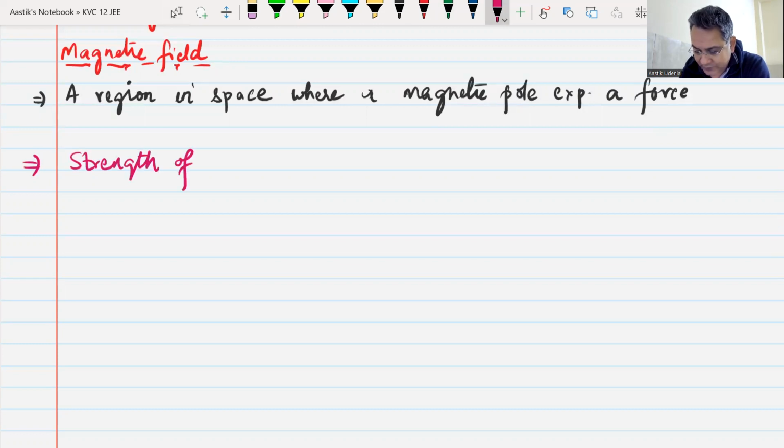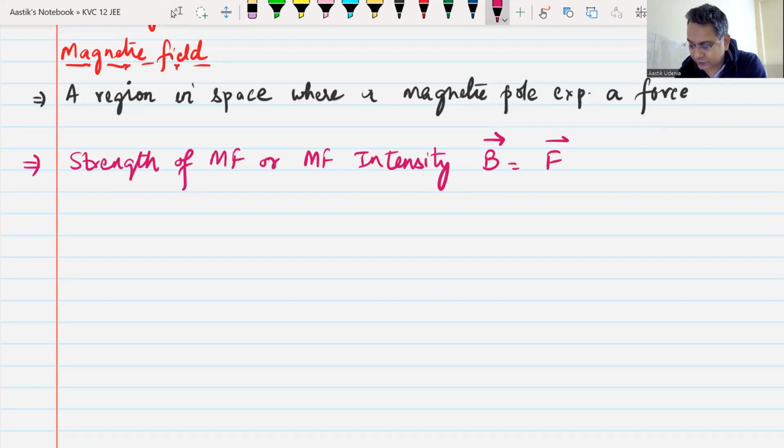Strength of magnetic field or magnetic field intensity. Strength of magnetic field or magnetic field intensity is denoted by the letter B, and it is a vector. This is force per unit M. Here M is not the mass. Here M is the magnetic pole strength.